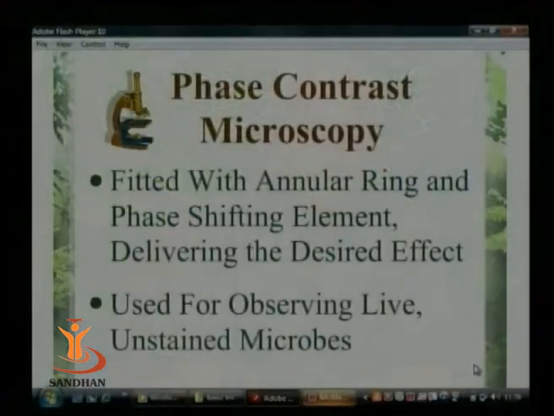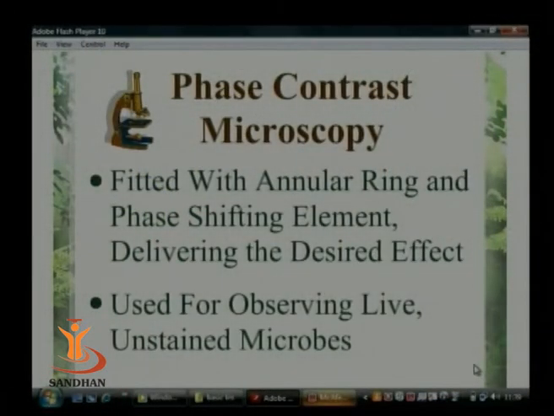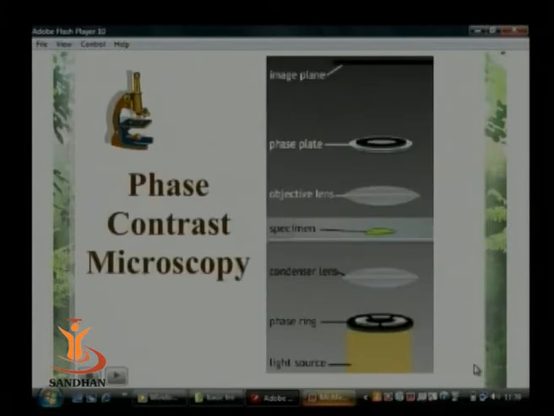Let us have a look at what exactly happens when we are observing an object across a phase shifting microscope, or rather phase contrast microscope. It can also be called a phase shifting microscope. This is where a phase ring or an annular ring is fitted. This is the condenser part of the microscope, and this is where the disc has been fitted.